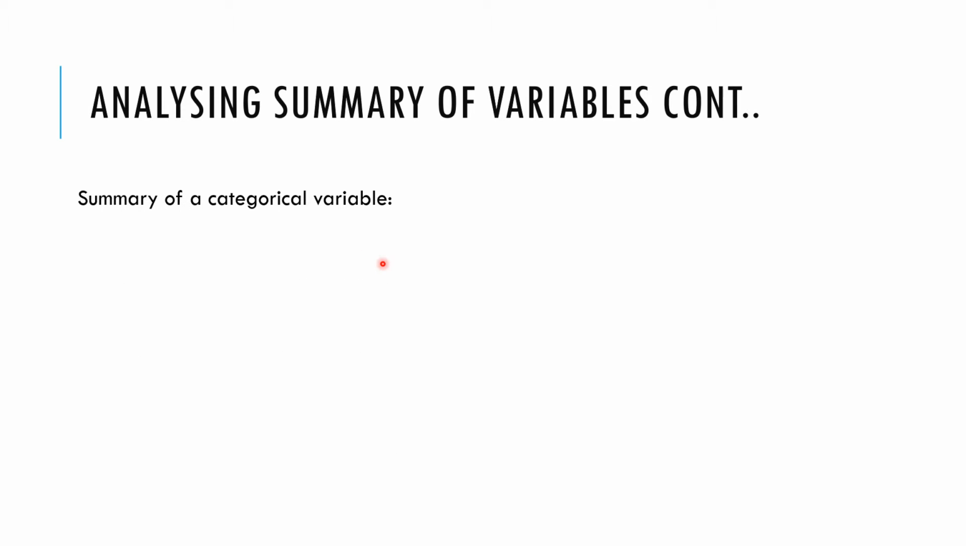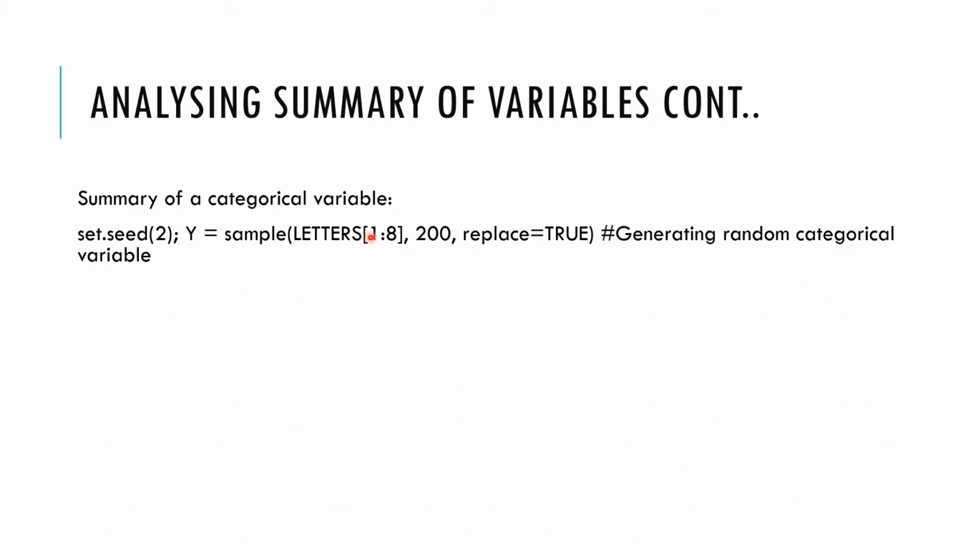Now let's look at the summary of a categorical variable. Again, we will generate one random sample of data. set.seed for the reproducibility. Here, sample and letters are functions. Basically, letters has all the English alphabets from A to Z.